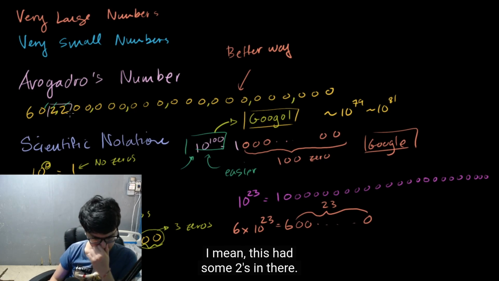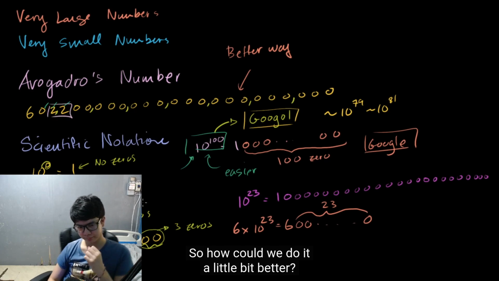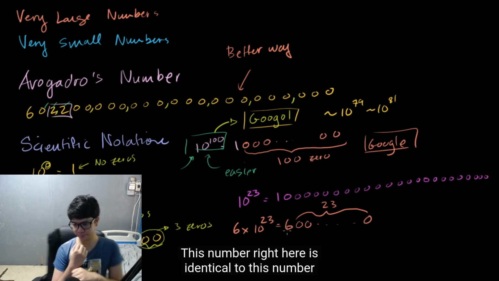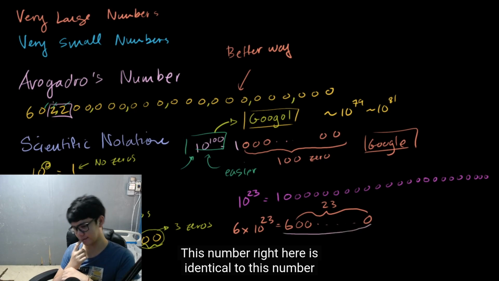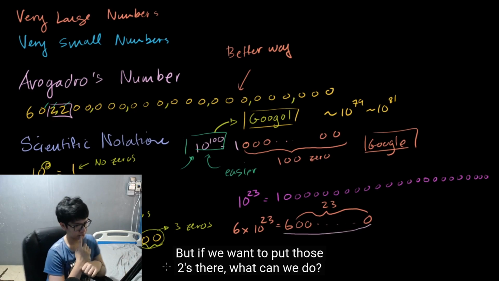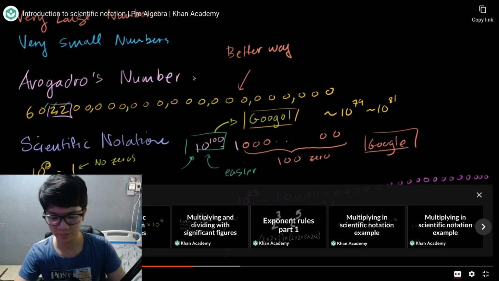I mean, this had some 2's in there, so how can we do it a little bit better? Well, what if we wrote it as a decimal? This number right here is identical to this number as if these 2's were zeros. But if we want to put those 2's there, what can we do? We can put some decimals here.